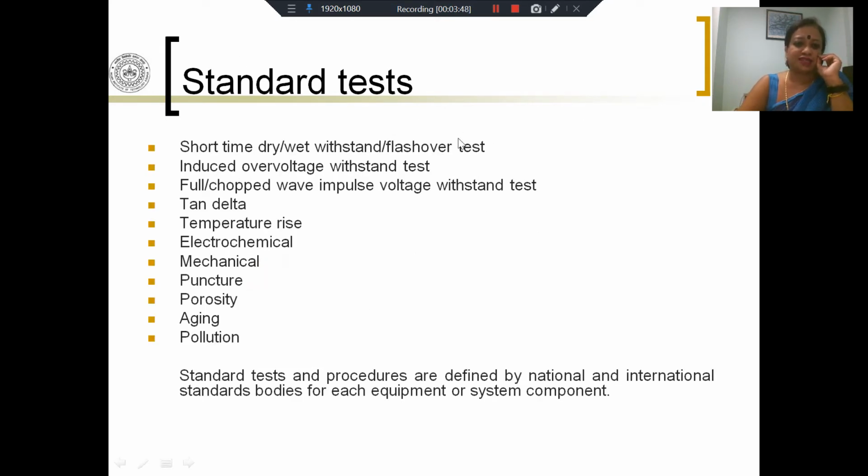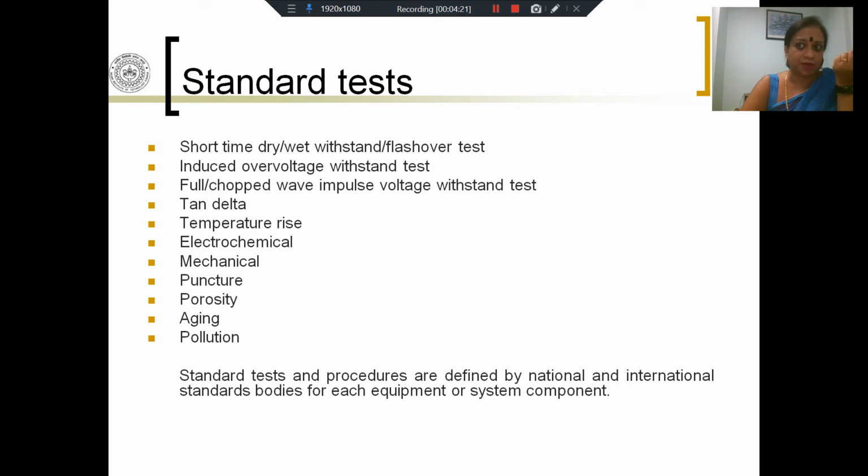Some of the standard tests which are not so application dependent, which we more or less do on most power apparatus, are the short time dry and wet withstand flashover test, where you check the flashover of the material of the insulator over a short time in dry conditions and in wet conditions. Induced overvoltage withstand test, impulse voltage withstand test, and this impulse voltage withstand test can be full wave or chopped wave, because chopped wave can result in high impulses.